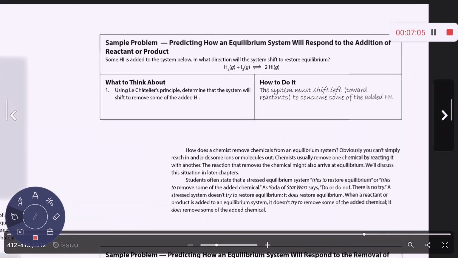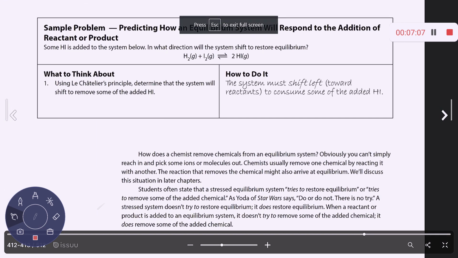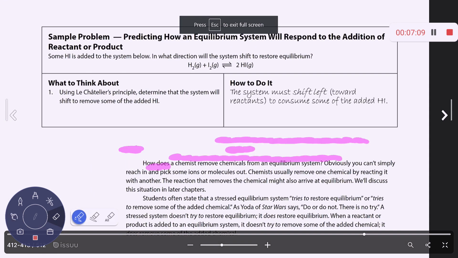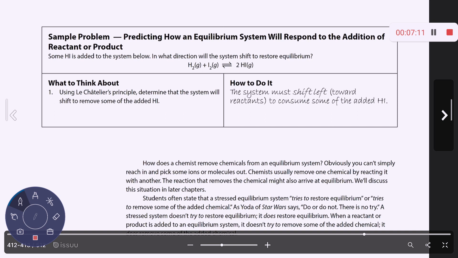Okay, so let's come over here. Let's take a look at the sample problems. So here we've got some HI being added. Where is HI in the reaction? Is HI a reactant or a product? Product. So I'm going to highlight it over here. I'm going to make myself a note that we added some HI. That was the stress that you caused to throw the equilibrium off. Which direction will I shift when I add HI?